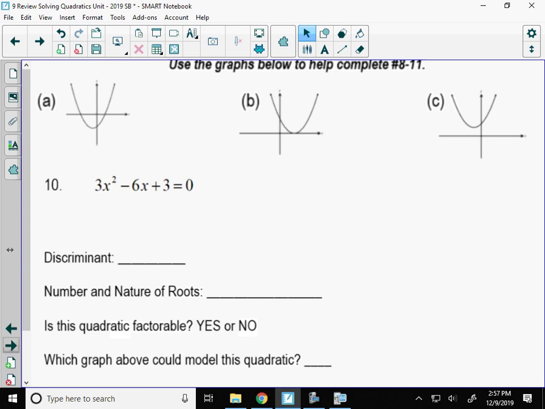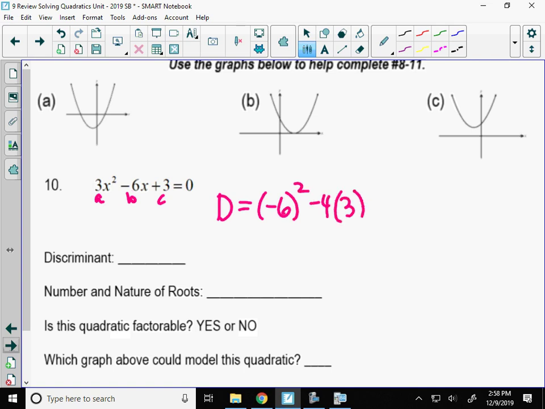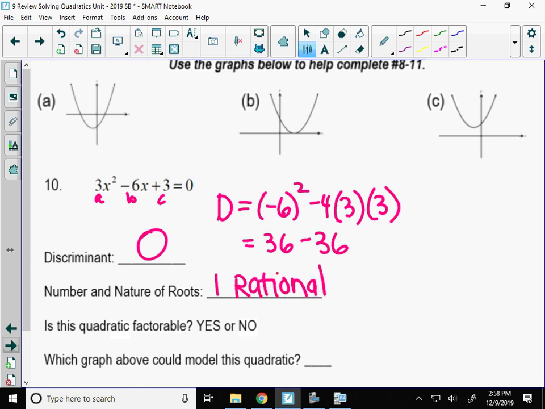All right, number 10, also in standard form. So I'm going to go ahead and put this all into the formula for discriminant. B squared minus 4ac. Let's see, so that's 36 minus 12 times 3 is 36, which equals 0. If I have a discriminant of 0, that means you have 1 rational root. Any quadratic with rational roots can be factored, and 1 root means that you just come down and touch the axis. So that would be graph B.